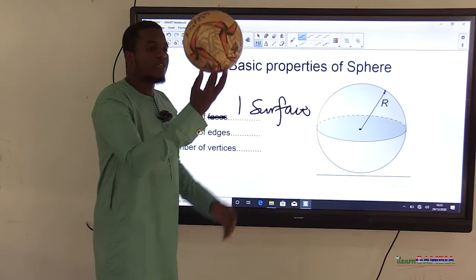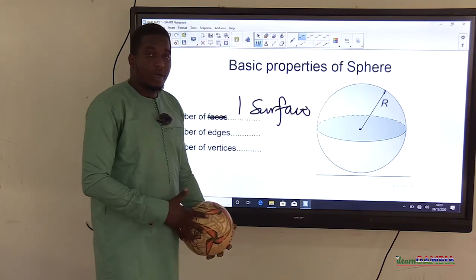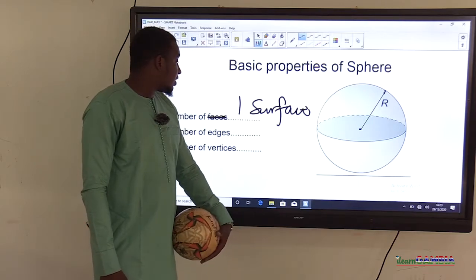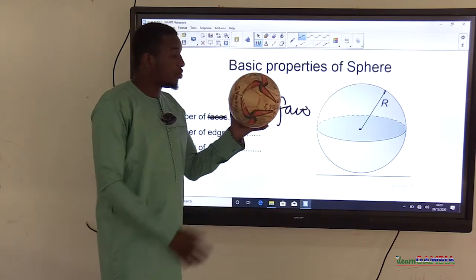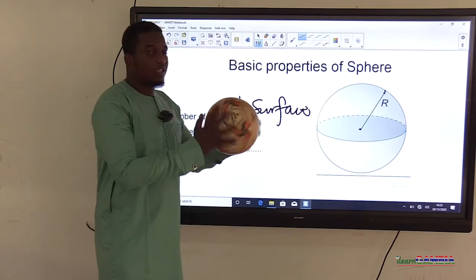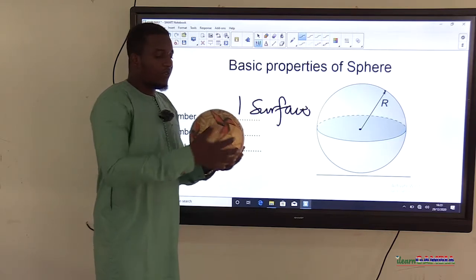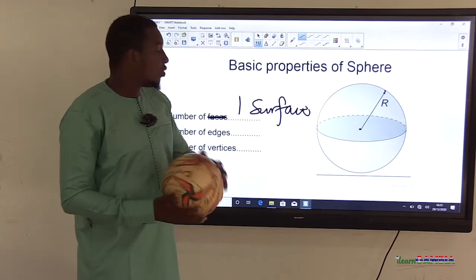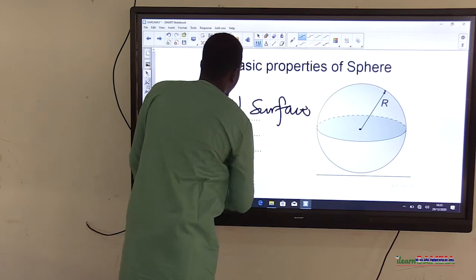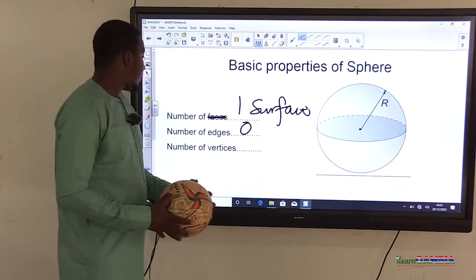Now, since a sphere has only one surface, it means it has no edge. In this case, we can say that a sphere doesn't have any edge. Even if you look at this ball, because it has only one surface and it is perfectly round, you cannot have an edge. So the number of edges that it has is just 0. It doesn't have any edge.